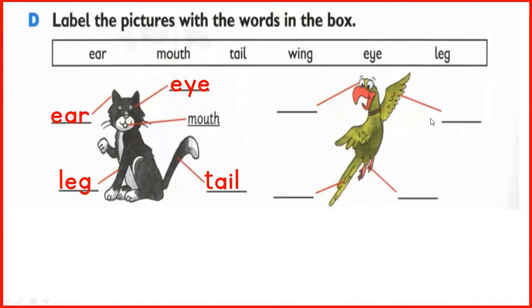With the help of wing, a parrot flies in the air. This is called wing. And what is this? This is tail. It is a tail of a cat and it is a tail of a parrot. This is tail and this is leg. Okay, repeat. Eye, wing, tail and leg.